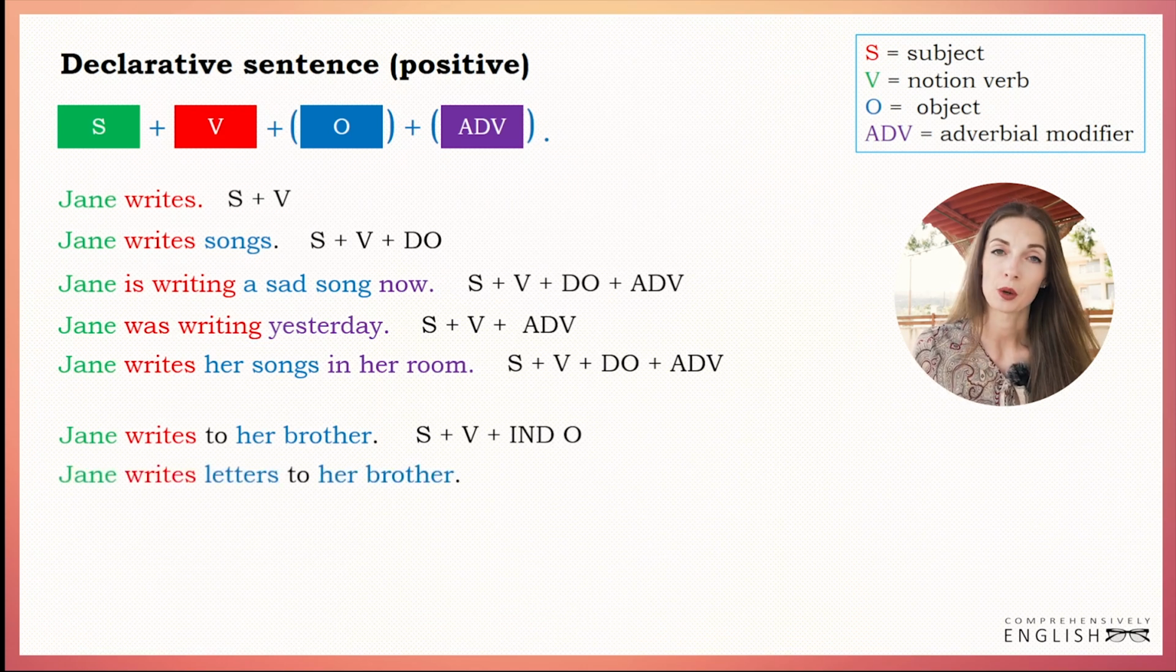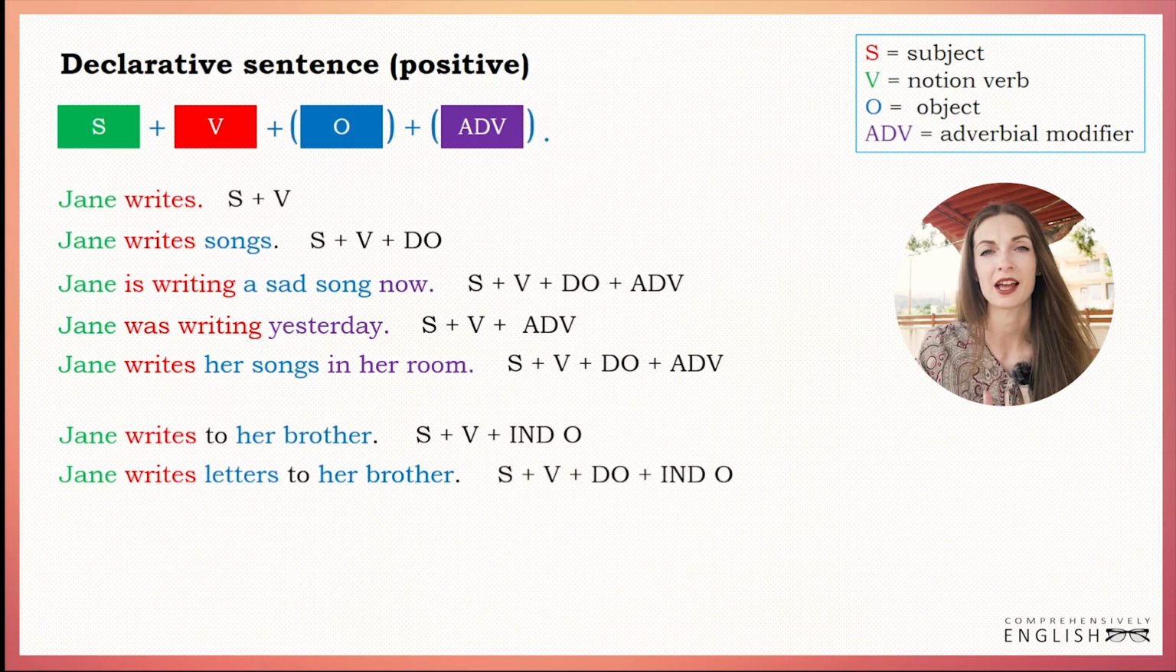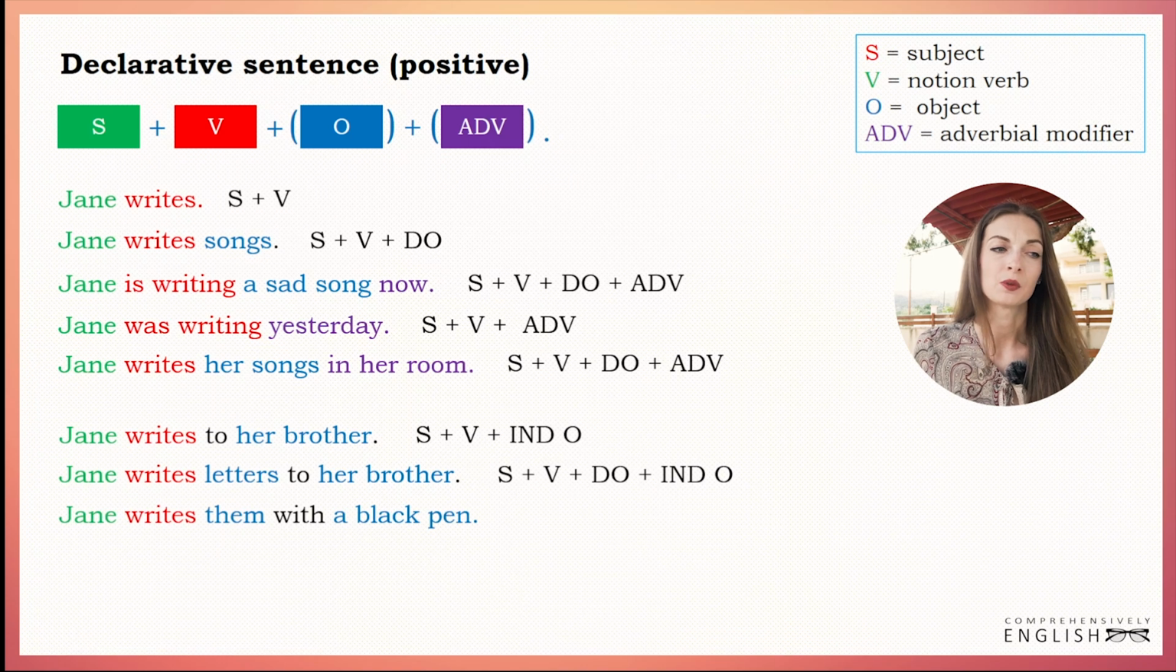Jane writes letters to her brother. Here, both a direct and an indirect object are present. Jane writes them with a black pen. Again, Jane is the subject.